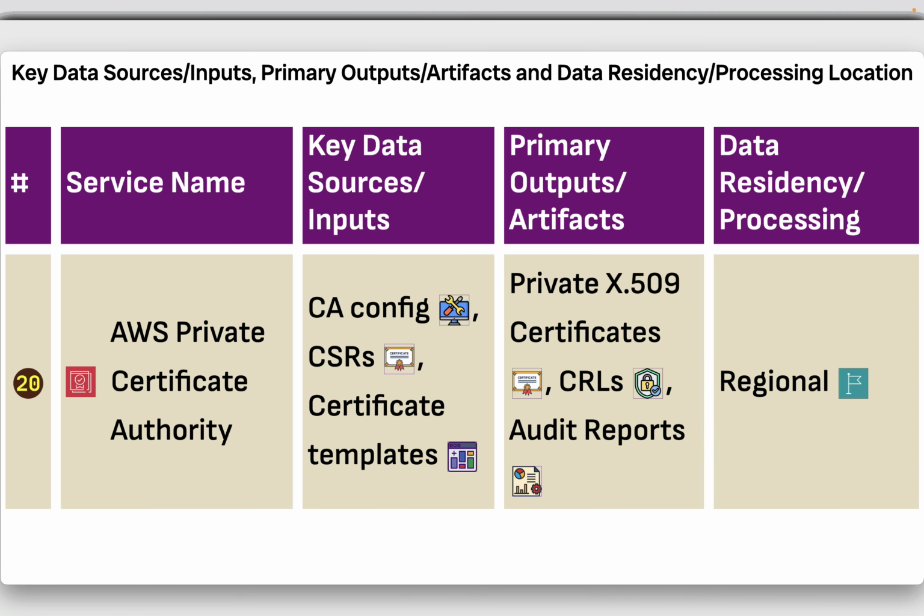Next, we have AWS Private Certificate Authority. Data sources are CA config, CSRs, and certificate templates. And outputs are private X.509 certificates, CRLs, and audit reports. Residency is regional. And CRL is certificate revocation list. And X.509 is a very standard certificate format, the X.509 standard for public key infrastructure.